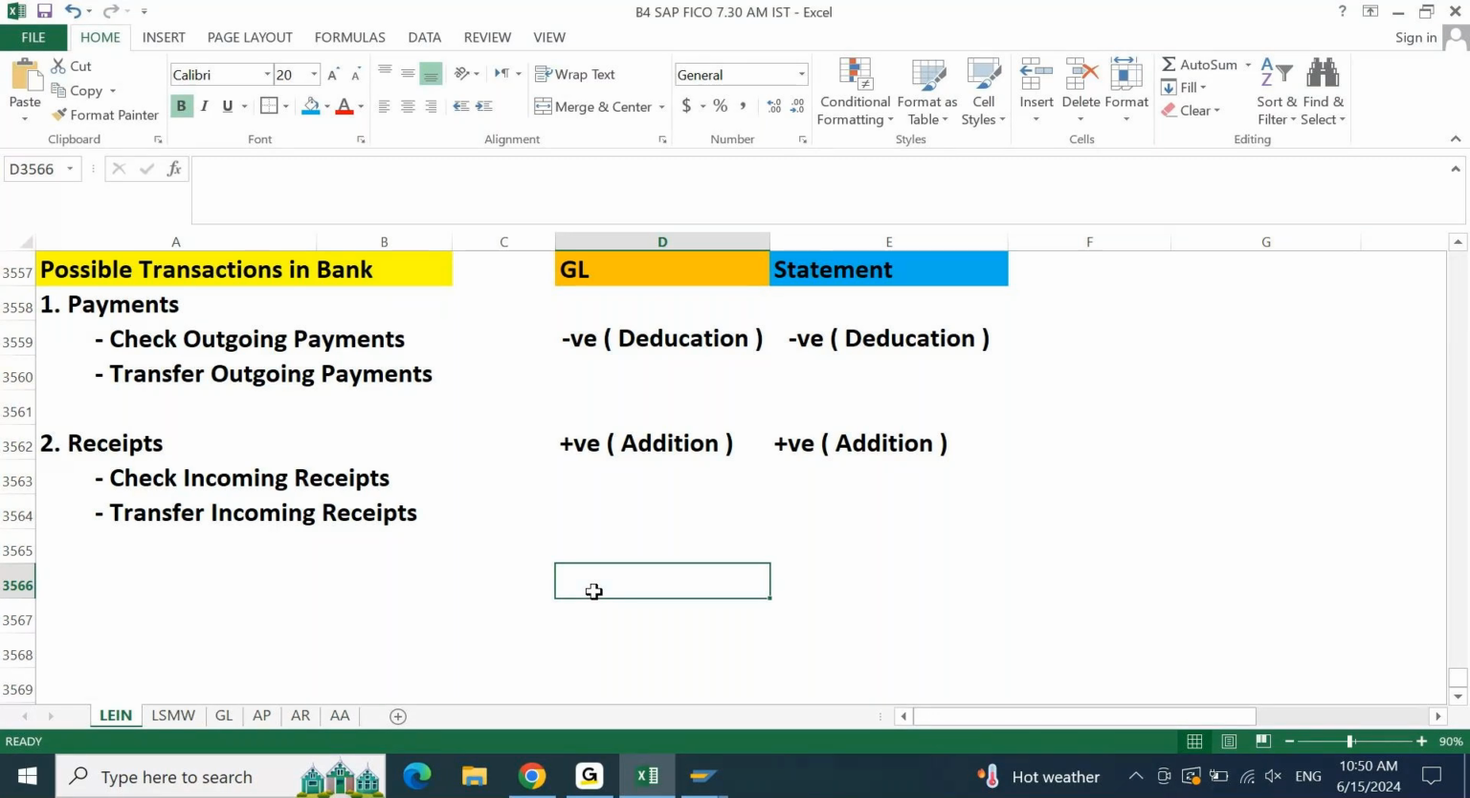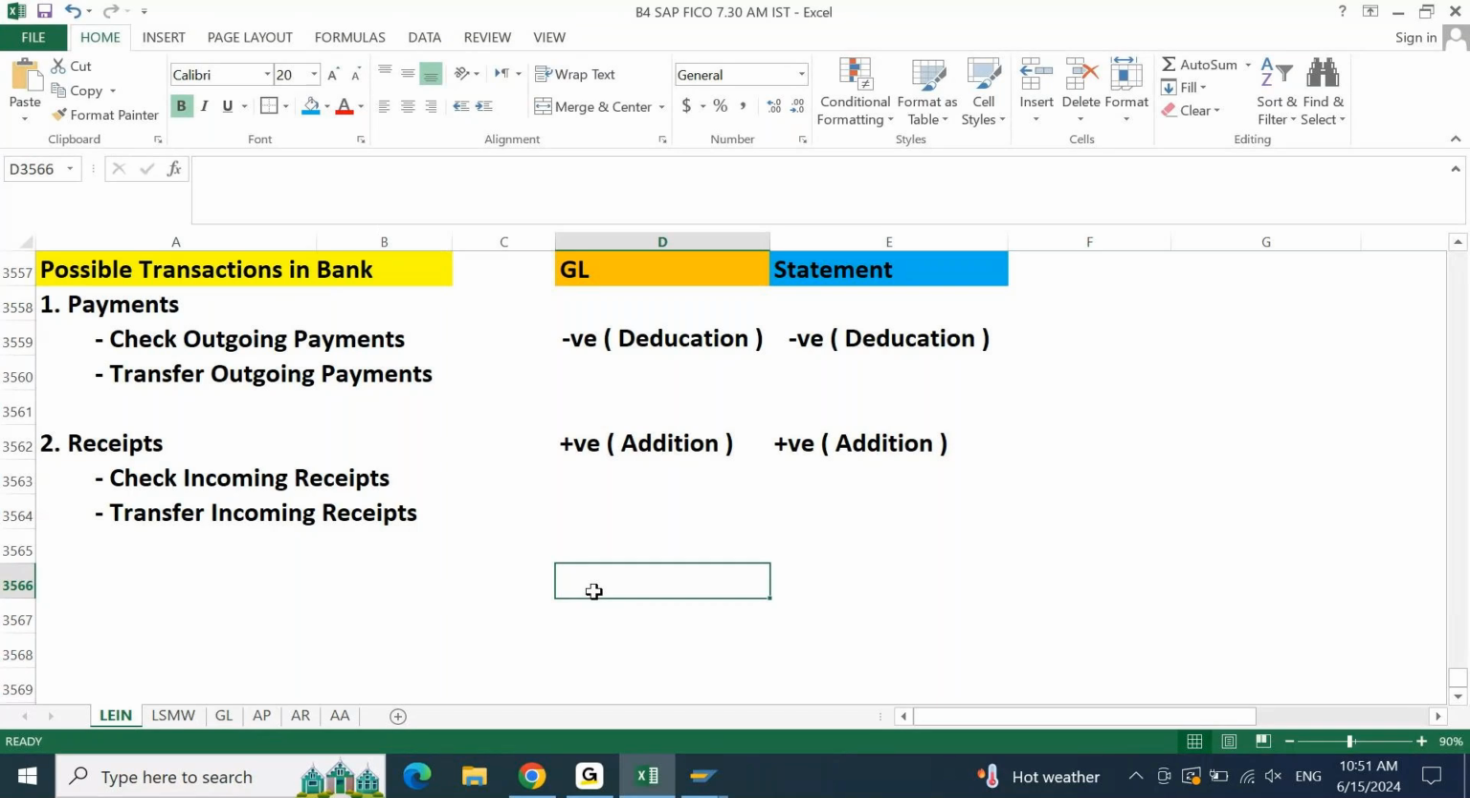Reconciliation means matching. You are comparing your GL account transactions in the bank accounts with the transactions in the bank statement, and you identify whether everything is okay or if anything is missing. If anything is missing, that is called an unreconciled transaction. Whatever is matching is called a reconciled transaction. Now you need to understand the minor difference between reconciled and unreconciled.